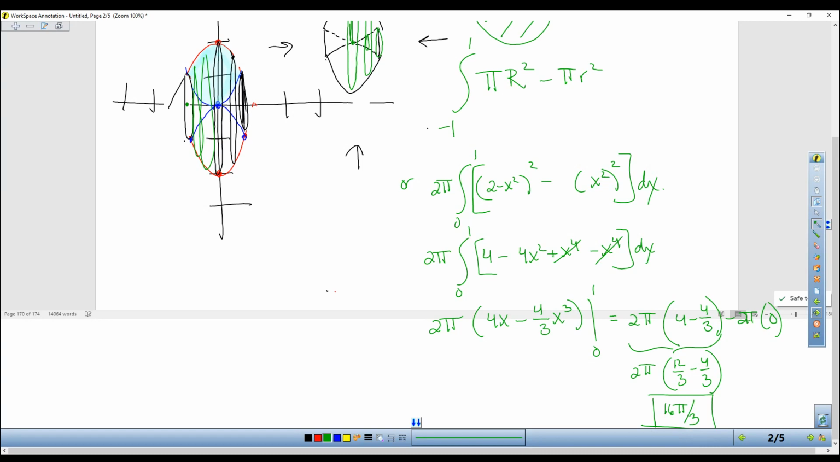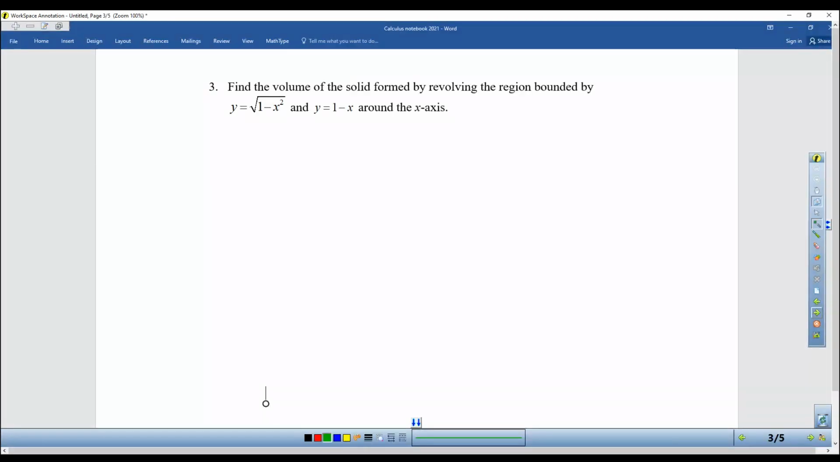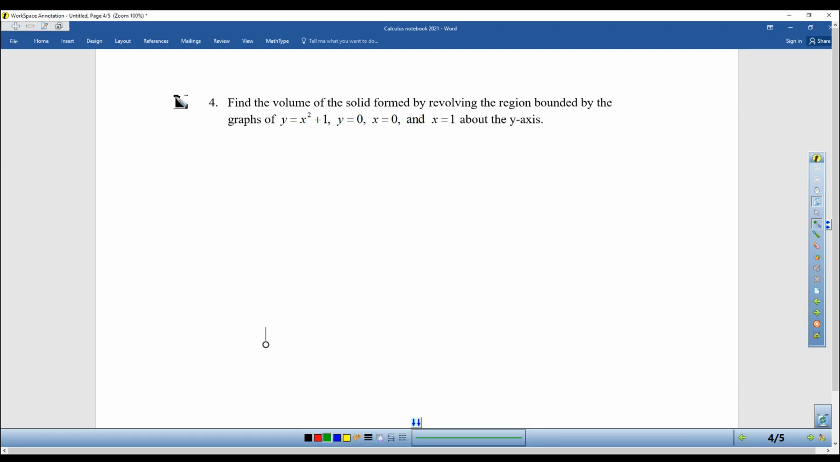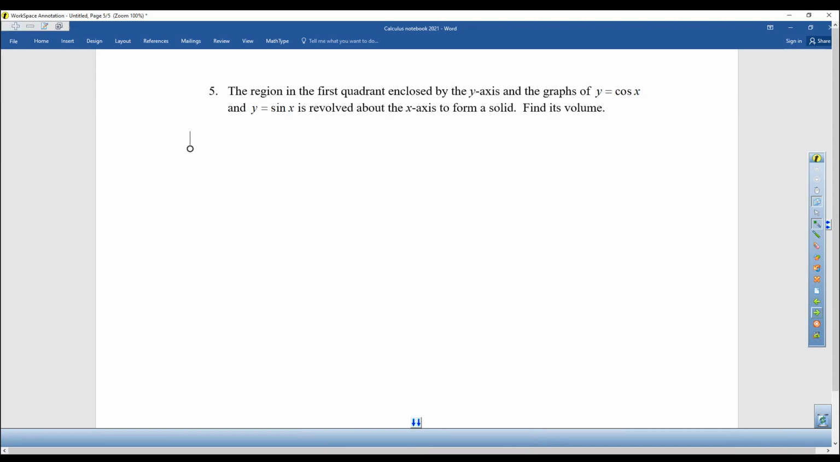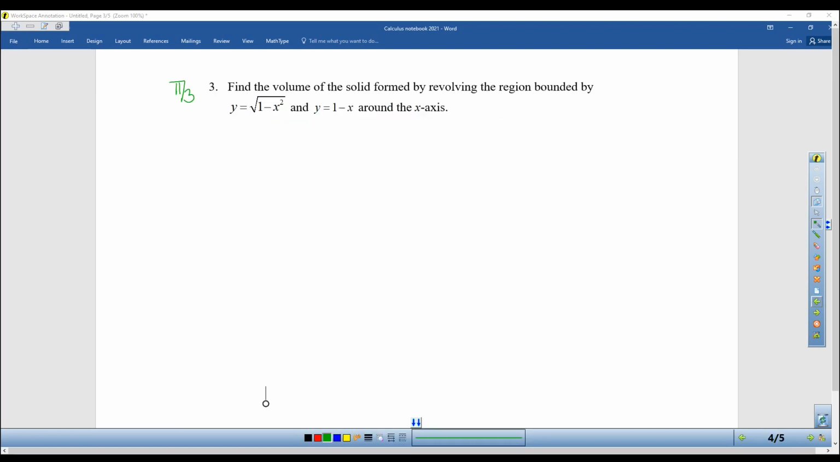Great. Let's try another one. Actually, if you're ready to try one on your own, the answer to number 3 is pi/3. The answer to number 4 is 3 pi/2. And the answer to the last one is pi/2. So if you have any interest in doing those on your own, those are the 3 answers. But of course, I'm going to do them for you.